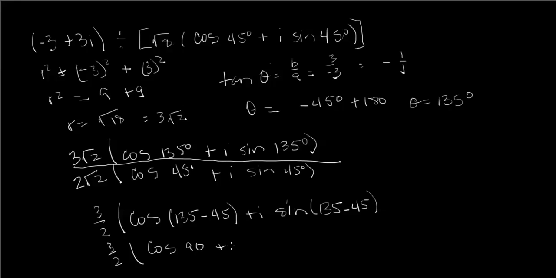And what is the cosine of 90? It's 0. And the sine of 90 is 1. So if I multiply 3 halves times 0, I get 0. And if I multiply 3 halves times 1i, I get 3 halves i. So this is our standard form.